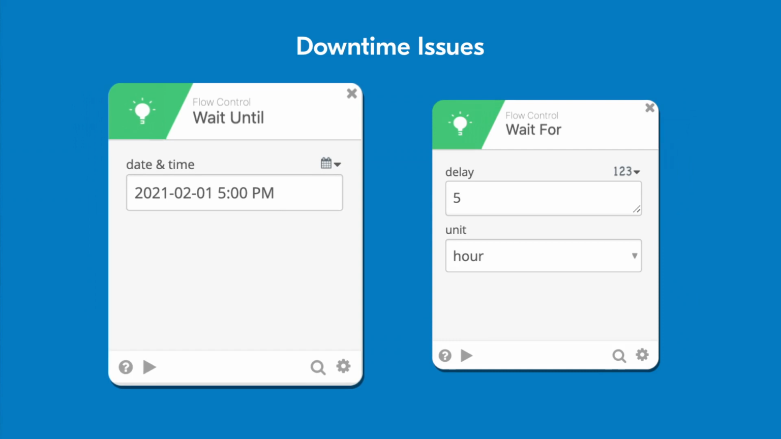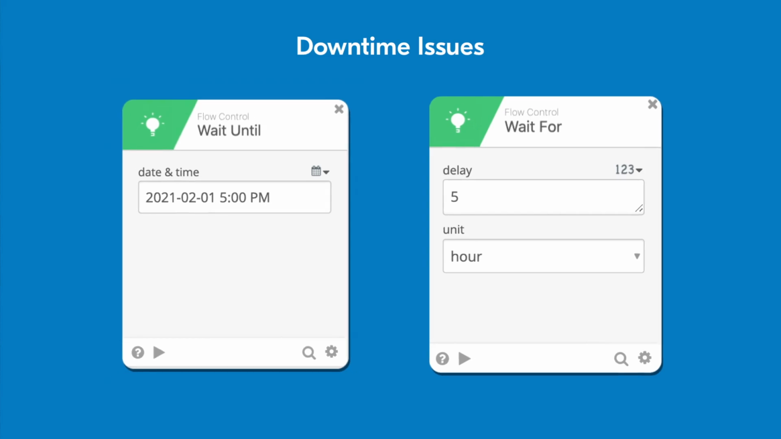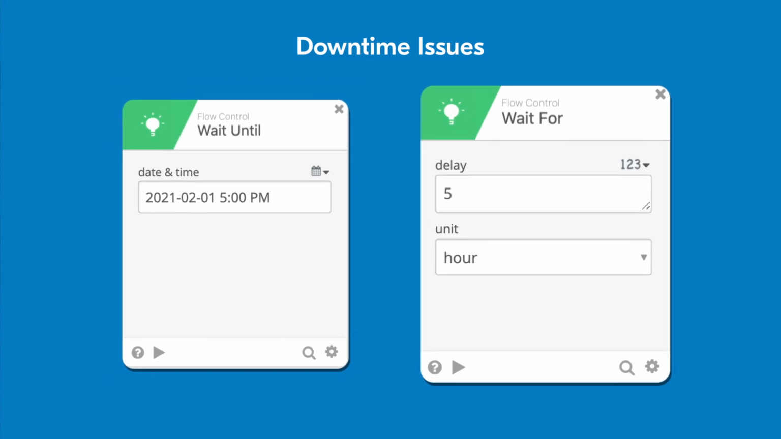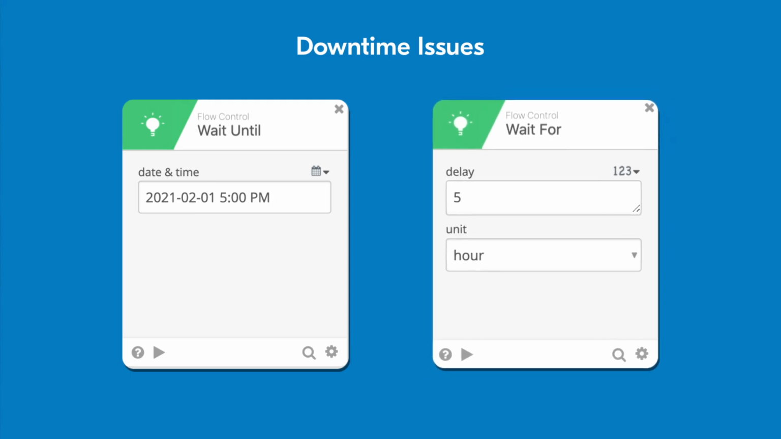The Wait Until card allows you to pause a flow and wait until a specific date and time to continue executing the flow. The Wait For card pauses the flow and waits for a specified amount of time before resuming the flow execution. For example, if you know that a specific connected application is going through a 5-hour maintenance period, you'll want to use this card to delay the flow's executions for that period of time.